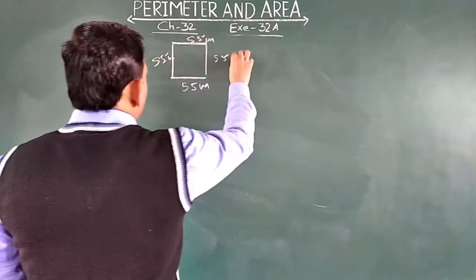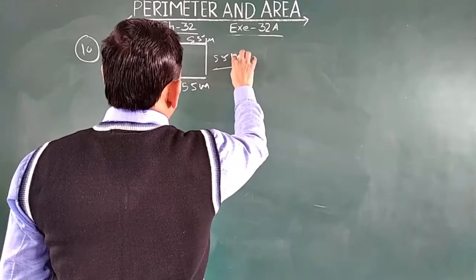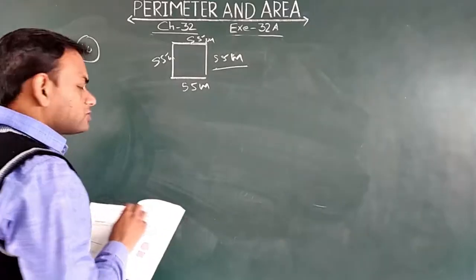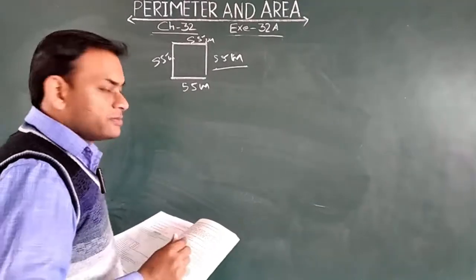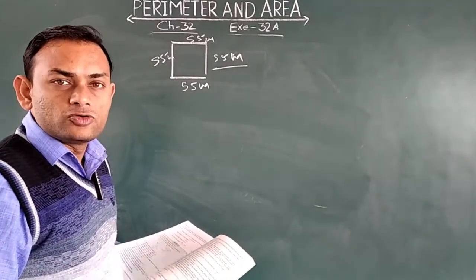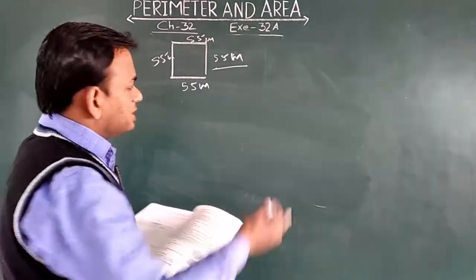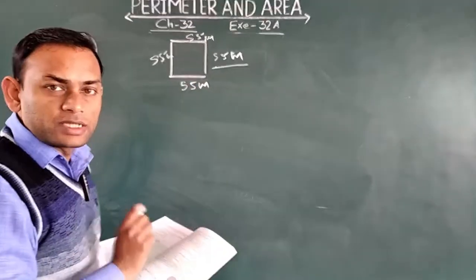Okay, all sides are 55 meter. You have to find the total cost of fencing if the per meter cost is 32 rupees. So how do you find it? Again, the same question is there as I told you in question number 9.